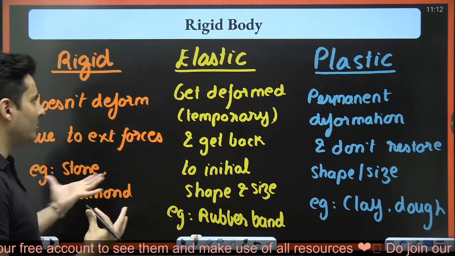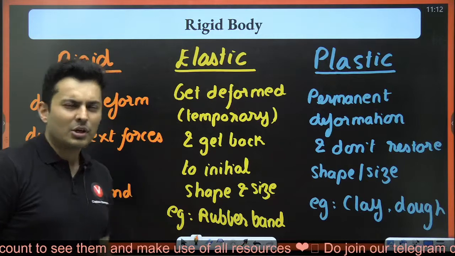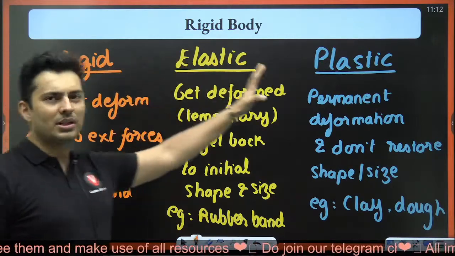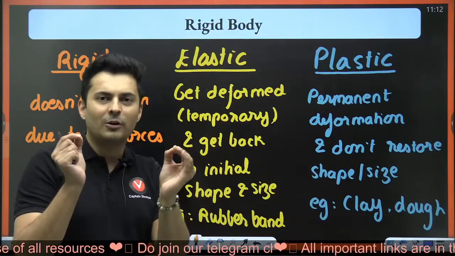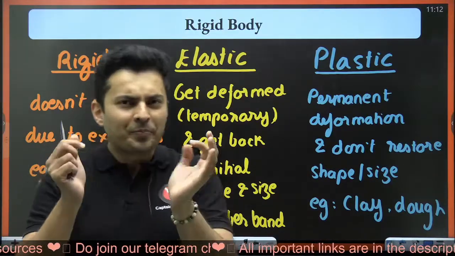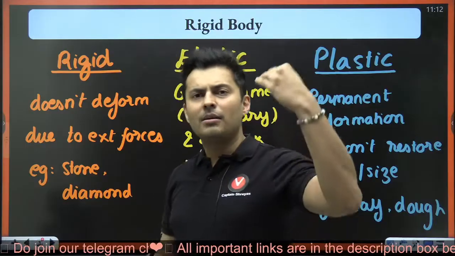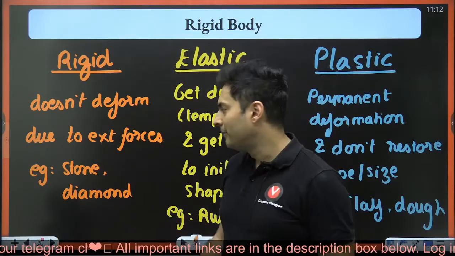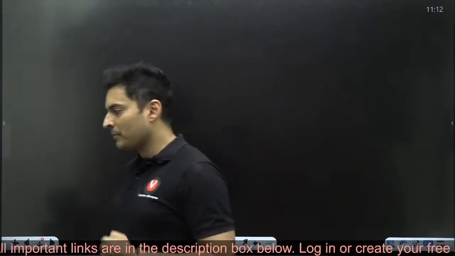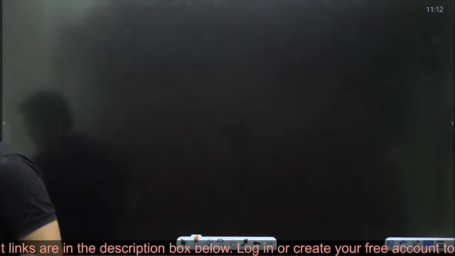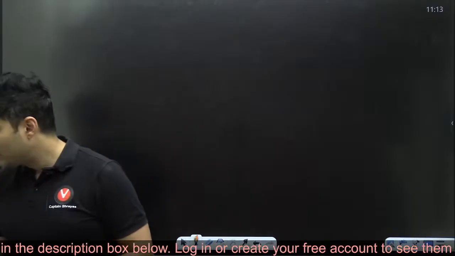It hardly deforms when you apply any forces. No such body is perfectly rigid. No such body is perfectly plastic, because there will be some kind of small deformation which might happen at a very, very small level or atomic level. So no such thing is perfectly ideal. Remember that. Great. Yes, rubber band also, spring, scale. Yeah, so many examples. Correct.